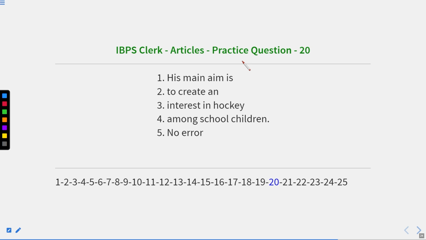Now let us move to question number 20. His main aim is to create an interest in hockey among school children. Because there are school children, we are using the word among. With interest, we are using in. It means the entire sentence is absolutely correct. So our answer is no error. Now let us move to question number 21.